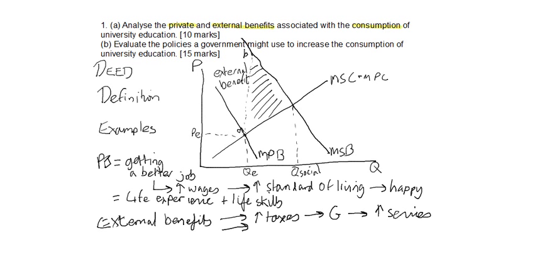Also, an external benefit may be the fact that if you're better educated, you're going to be more productive. And then you need to explain why. So you're going to be more productive because you're better educated, but this is an external benefit because if you're more productive, it will lead to increased output for the economy, which will lead to increased economic growth.